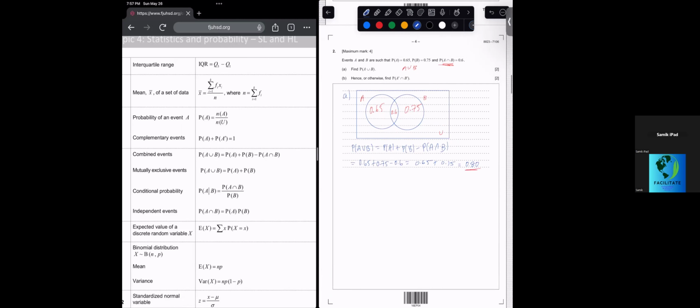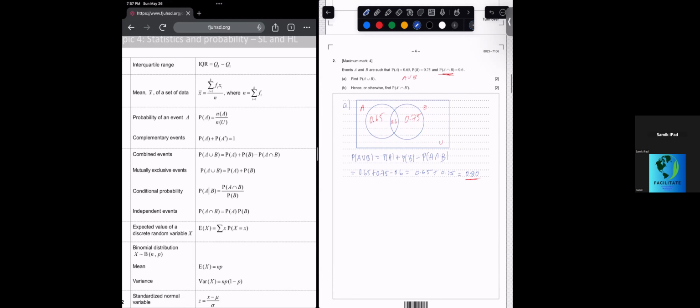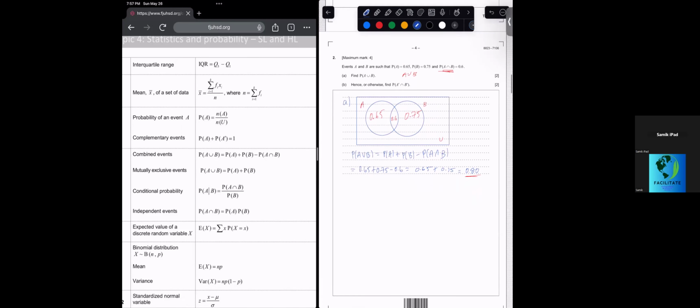Now, if this is a calculator paper, which is paper 2, then you could use the calculator, but yeah, you have to be sharp in your written maths. And now part B. So part B is essentially asking us hence or otherwise find P of A dash intersection B dash. Okay, so this is why I wanted to teach you guys a variety of the Venn diagrams. So it'll clear up a lot of things, what this A dash means, what it doesn't mean when it doesn't have A dash, all those things.